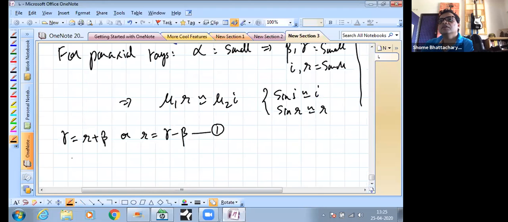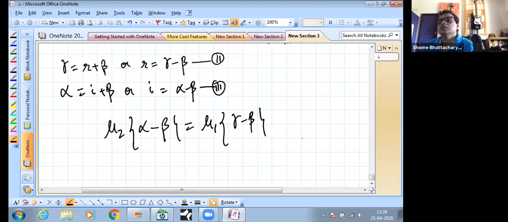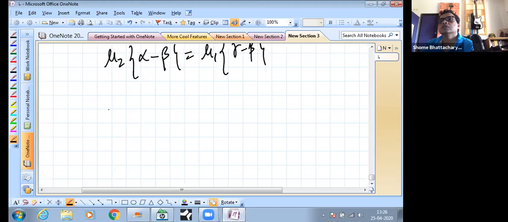So exterior angle alpha was equal to I plus beta, or angle of incidence is now equal to alpha minus beta. That becomes my second equation. Or you can say this is my second and this is my third, because this was your important first equation. So now we just substitute. So mu1 into I, mu2 into I, is equal to mu1 into gamma minus beta. Let's keep the beta terms on one side. So mu1 minus mu2 into beta is equal to mu1 gamma minus mu2 alpha.